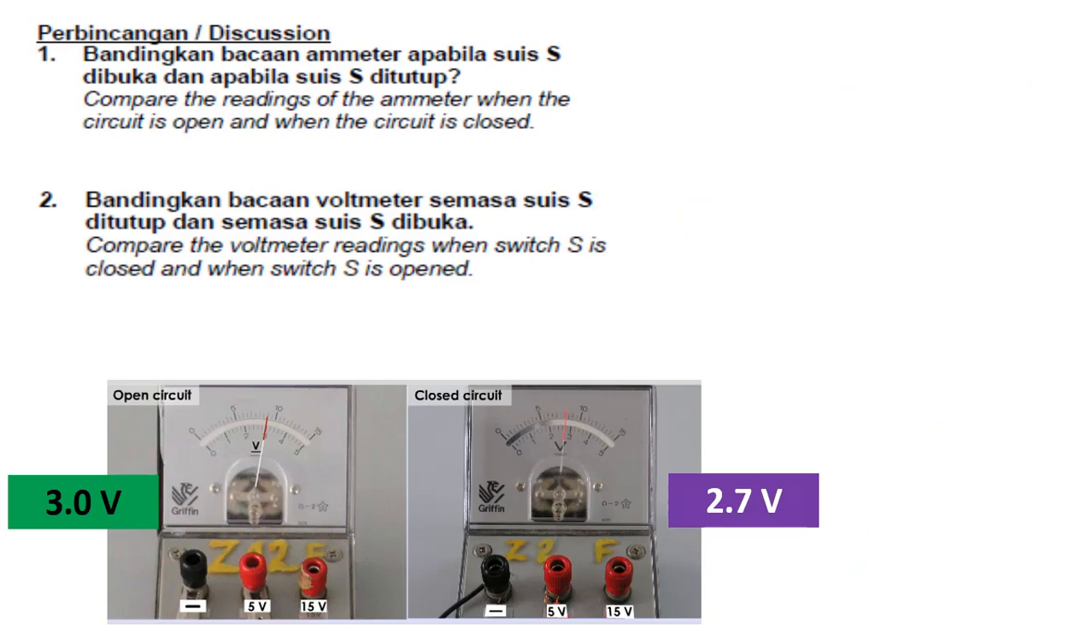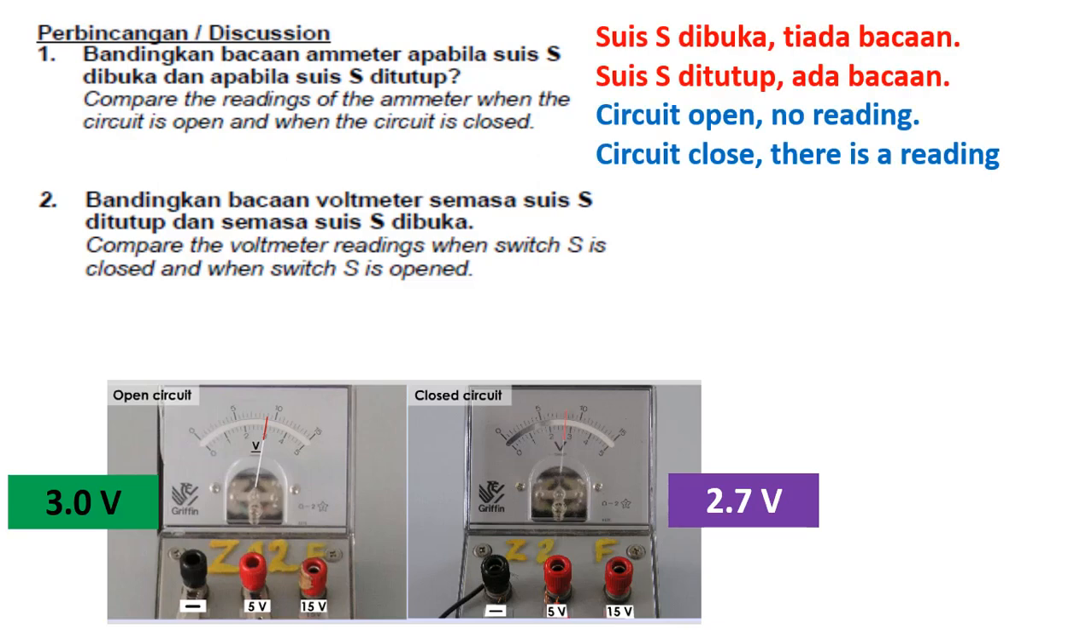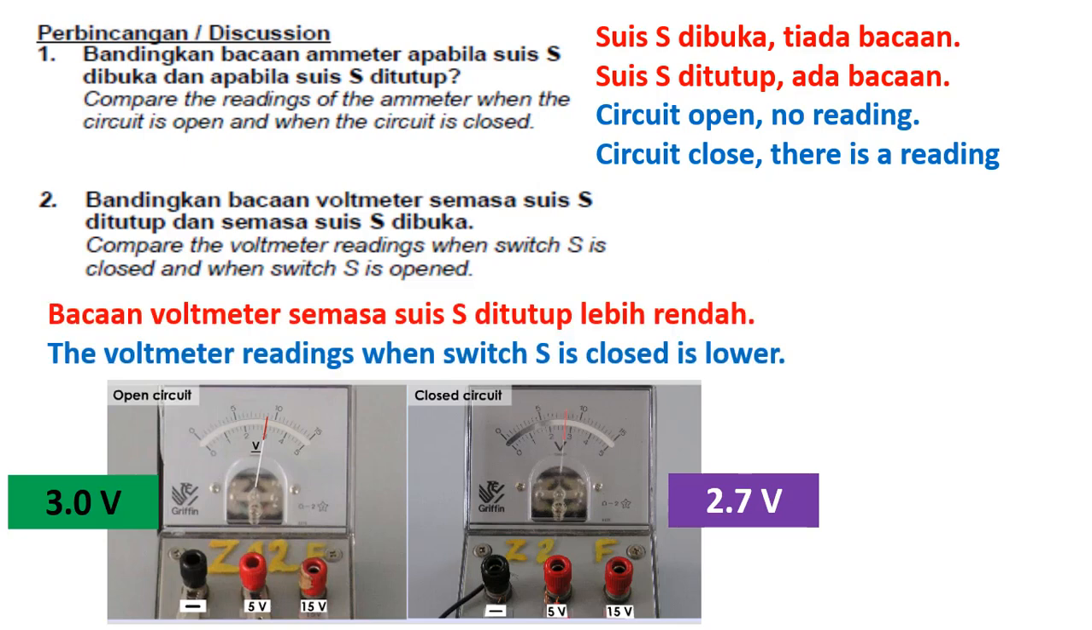Now, compare the readings of the ammeter when the circuit is open and when the circuit is closed. When the circuit is open, no reading. When the circuit is closed, there is a reading. Now compare the voltmeter reading when switch S is closed and when switch S is open. The voltmeter reading when switch S is closed is lower, because for open circuit we have 3.0 volt. When closed circuit we have 2.7 volt.